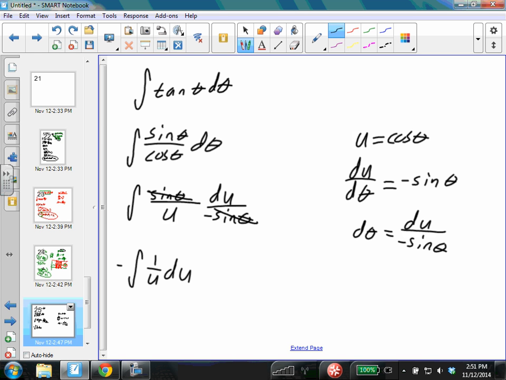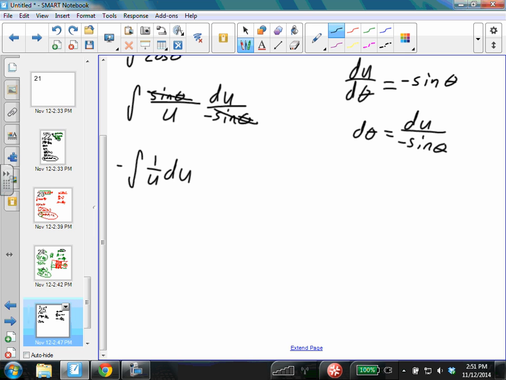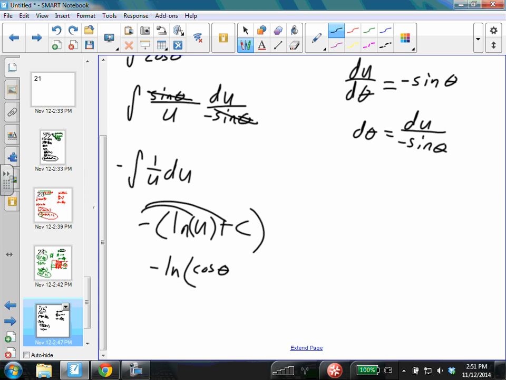And this is an easy antiderivative. What's the antiderivative of 1 over u? So negative of the antiderivative, which is natural log of u plus c. Okay? So I'm going to distribute that negative, and it's negative natural log of, and I'm going to go ahead and plug in for u. U was cosine theta plus c.